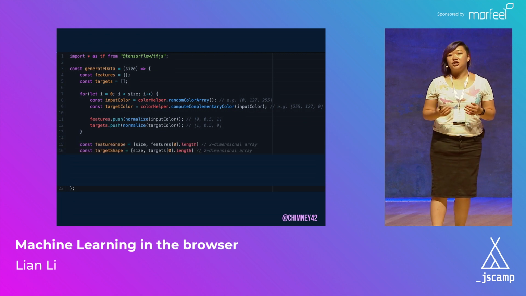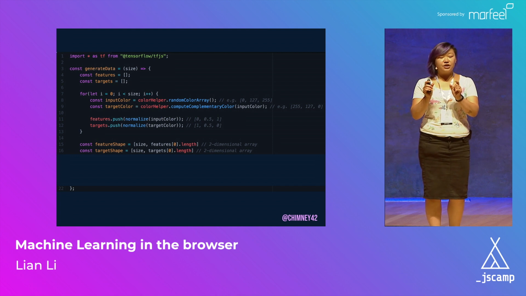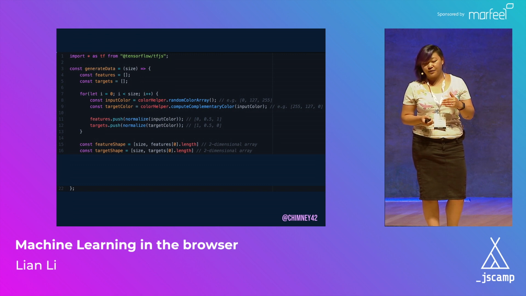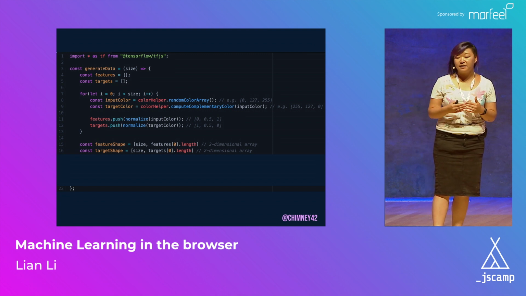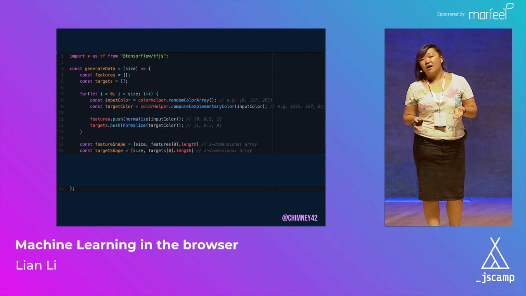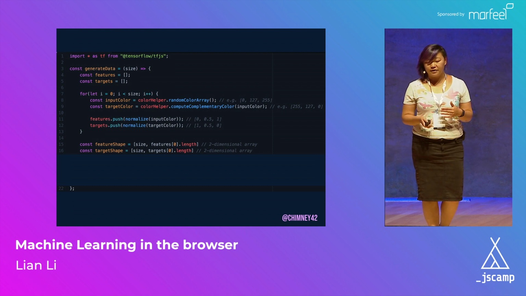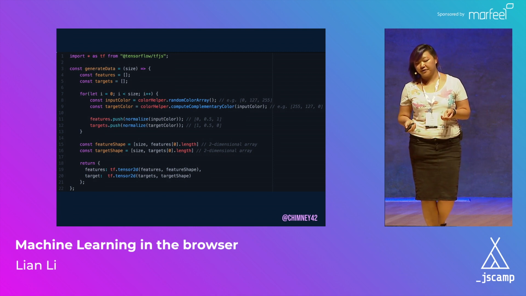Then we have to define the shape of our features and our targets. The shape is the notion of the dimensions of our feature and target arrays. So the first number is the rows, basically, and we have as many rows as we fed into the function, because that's how many data points we have. And the columns, if you will, are the number of elements, the number of features that we have. So in this case, our feature shape and our target shape would be whatever size we gave, and then 3, because we have 3 elements in our array. And then we return some object, and we can reference features and targets later.